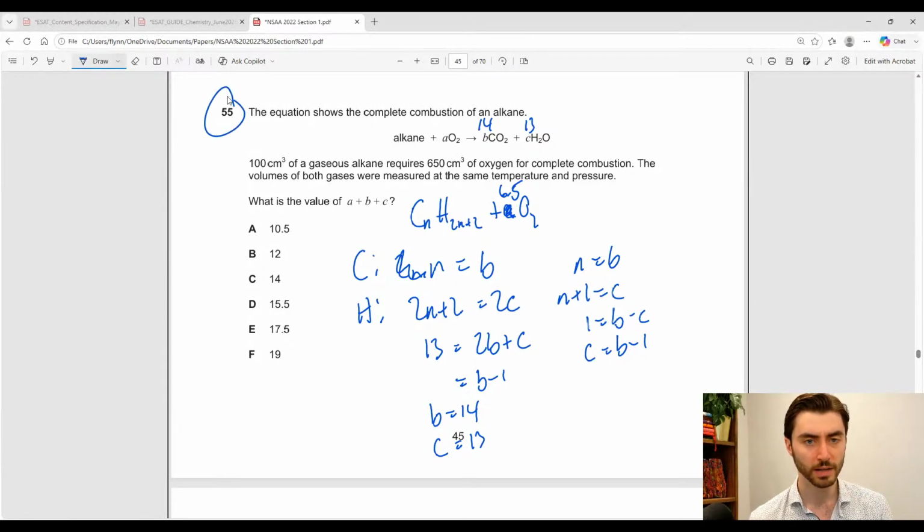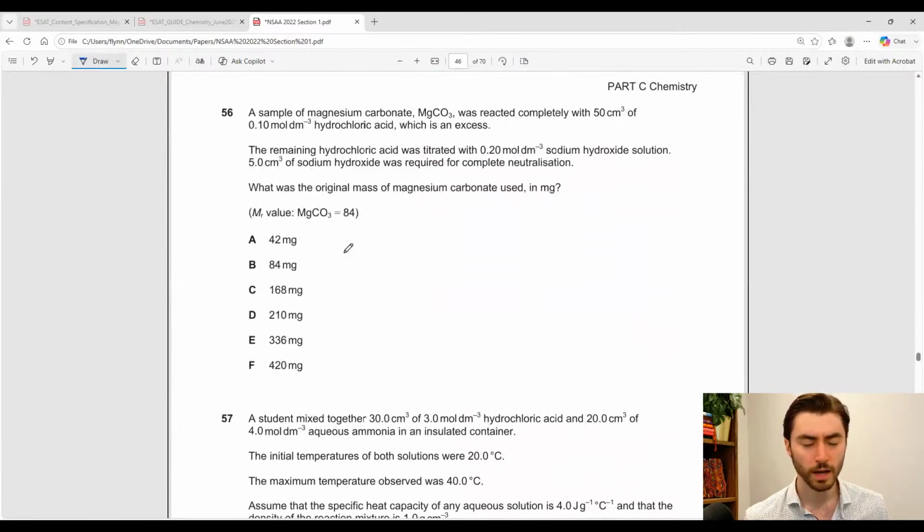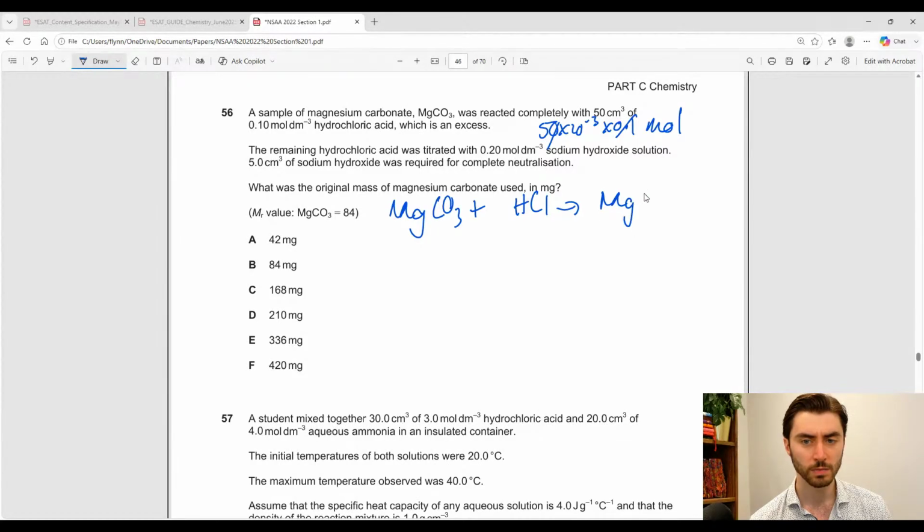So 55 I got to come back to. And that's what you do. You just abandon it. So a sample of magnesium carbonate reacted completely with that, which is in excess. So 50 times 10 to the minus 3 times 0.1 cancels, makes that 5. That's the number of moles of hydrochloric acid, which is in excess. Now magnesium carbonate with hydrochloric acid would go to magnesium chloride and water and carbon dioxide. So you need 2 of those. Okay.